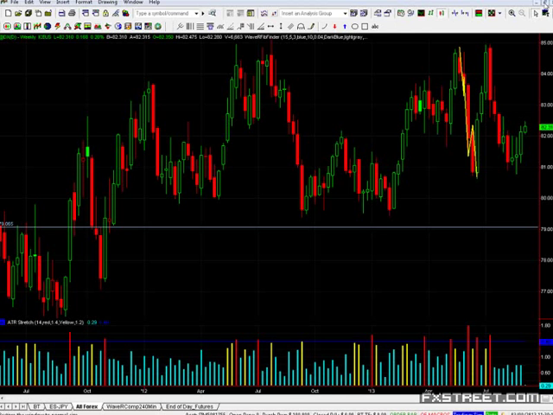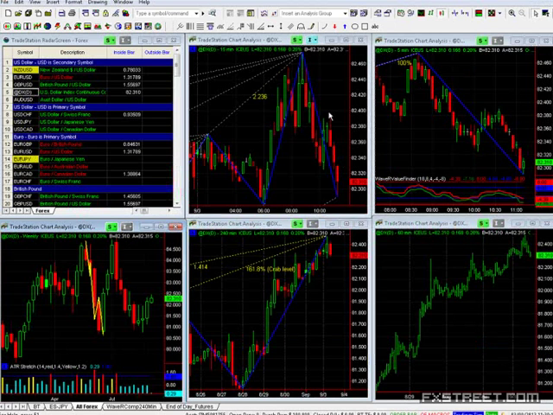Crabs and bats, they're quite distinct. They have distinct differences to them. Crabs run to an 88.6, and Gartleys run to 78.6. That is the distinction between them.